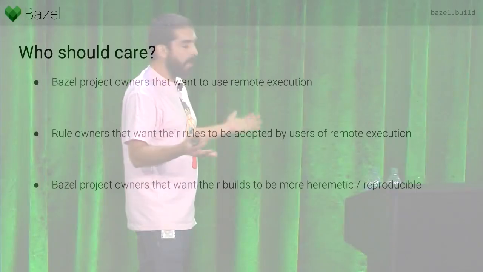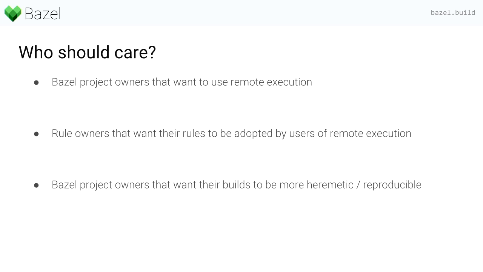OK, so who should care about this? Obviously, if you want to do remote execution, you should be looking at each of these issues and seeing how you can fix them. But I also think it's very, very important for anybody who's a rule owner to take good and close attention to each of these things.